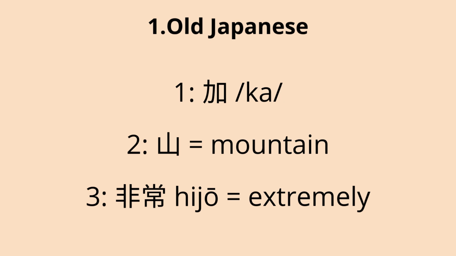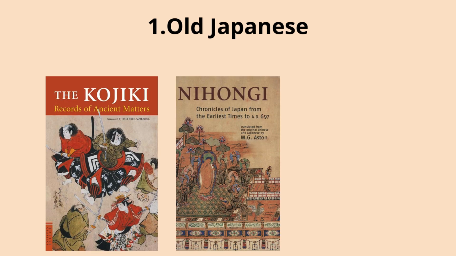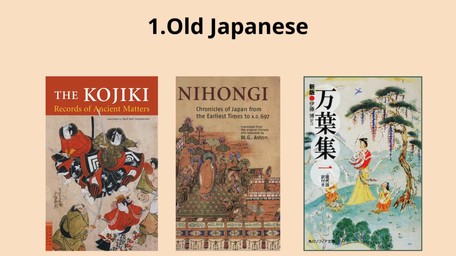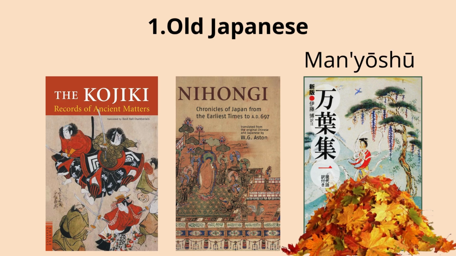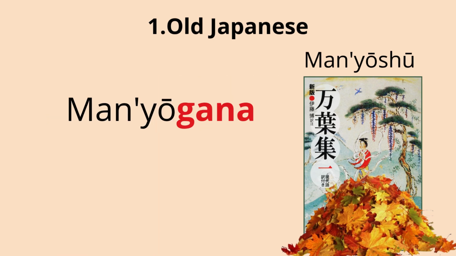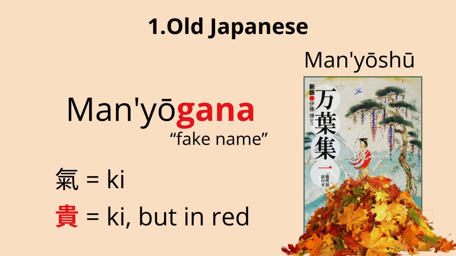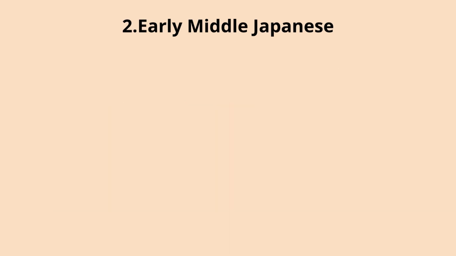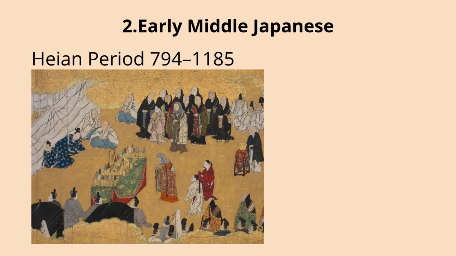This difficult to use writing system is found in old books like the Kojiki, Nihon Shoki, and especially the big collection of poems called Manyoshu, meaning collection of 10,000 leaves, hence the name Manyogana for the script, the Gana part meaning something like fake name. Because Manyogana used different characters for sounds that later became the same, it helps linguists figure out what Old Japanese sounded like. Next came Early Middle Japanese from the Heian period, from 794 to 1185.